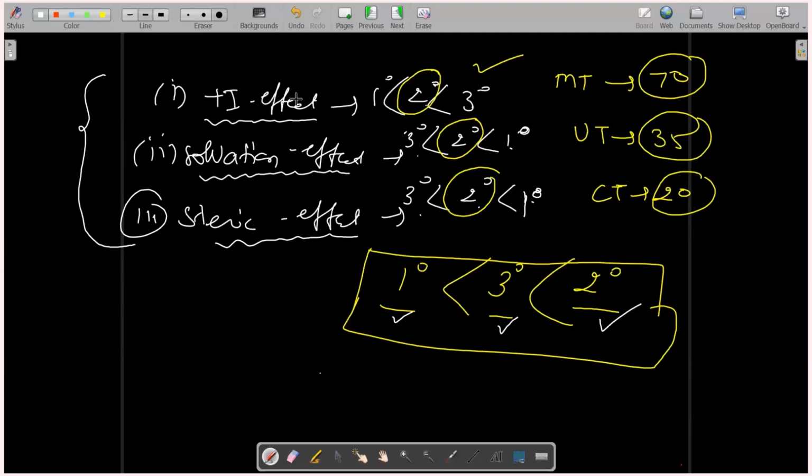Due to plus I effect, it is higher. It means which effect is the most dominating effect among all three? Plus I effect. So plus I effect is the most dominating and topmost effect, and due to this reason, the tertiary amine becomes higher basic than primary amine. We can discuss it with your exam pattern.